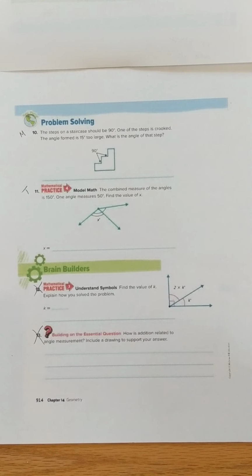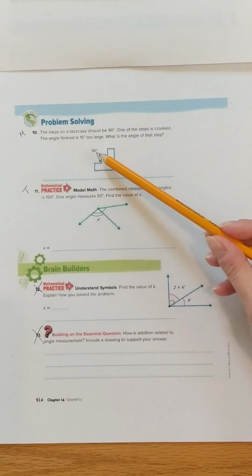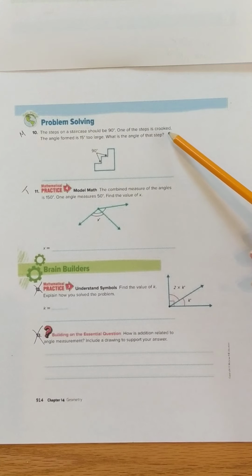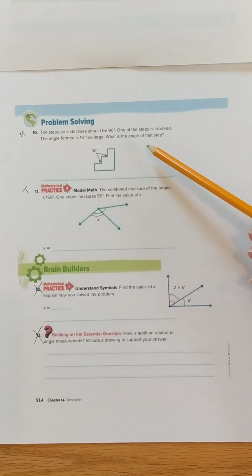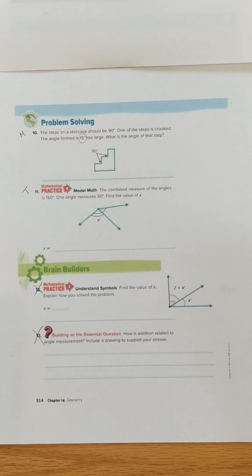Okay, we're going to move on. We're going to do number 10 on page 914. This will be our last problem. So it says the steps on a staircase should be 90 degrees. So each one of these should be 90 degrees. Now it says one of the steps is crooked. The angle formed is 15 degrees too large. What is that angle measure of this step?